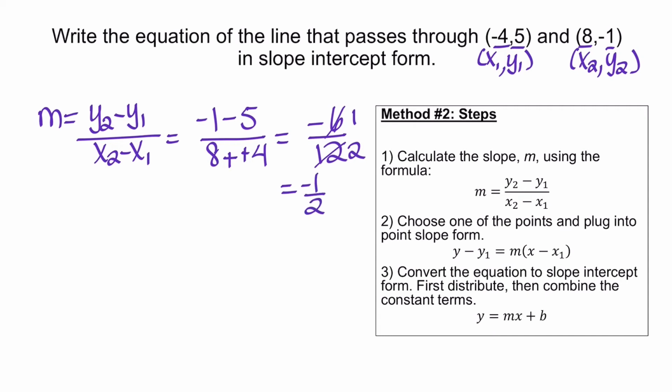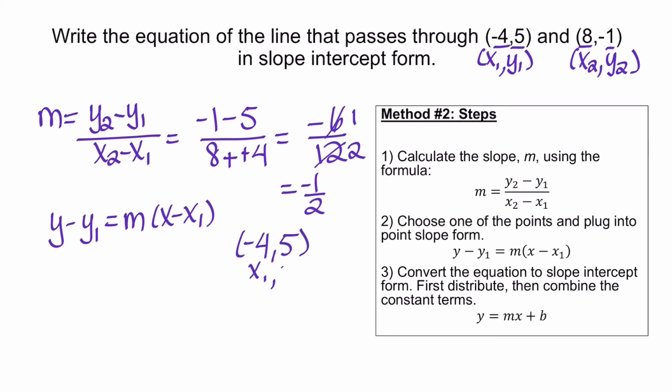Now I'm going to write in point-slope form. I have y minus y1 equals m times x minus x1. When I plug in my value of m and my point, for the point, let's pick negative 4, 5. So negative 4, 5 gives me the x1, y1 values. I'm going to plug in and I get y minus 5 equals negative 1/2 times x minus negative 4.